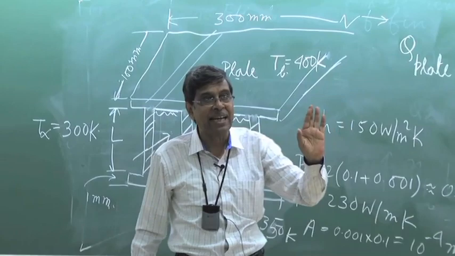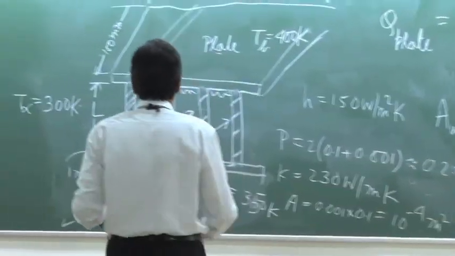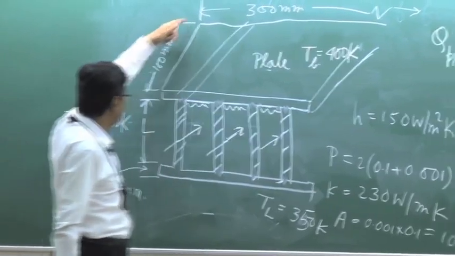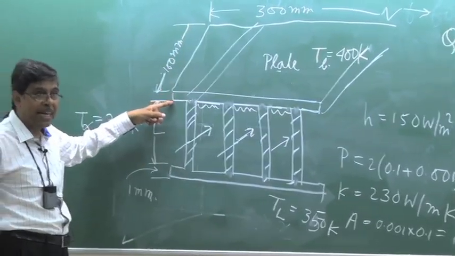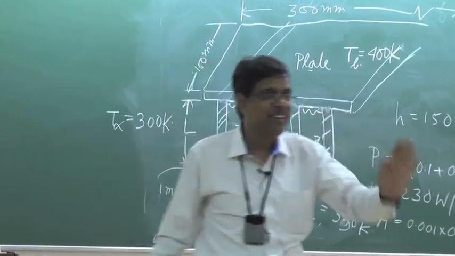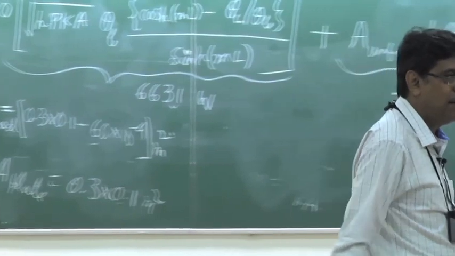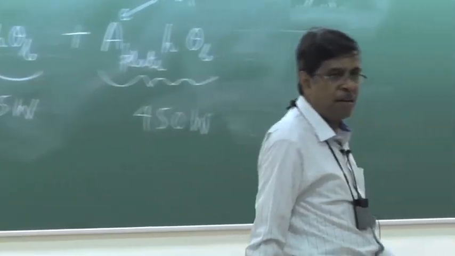From the end surface of the plate, oh, that is neglected. End effects are neglected. He is telling that end surface of the plate, that means 100 millimeter into 1 millimeter cross-sectional area, very good. That is neglected. A good question. That is neglected. That is not taken. Very good. If you take it, extra credit.